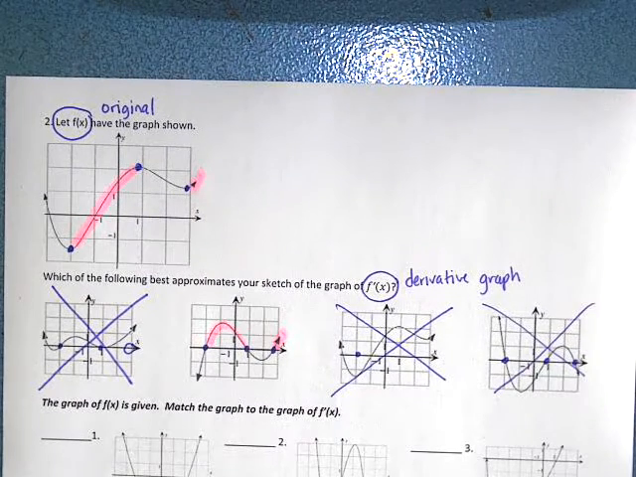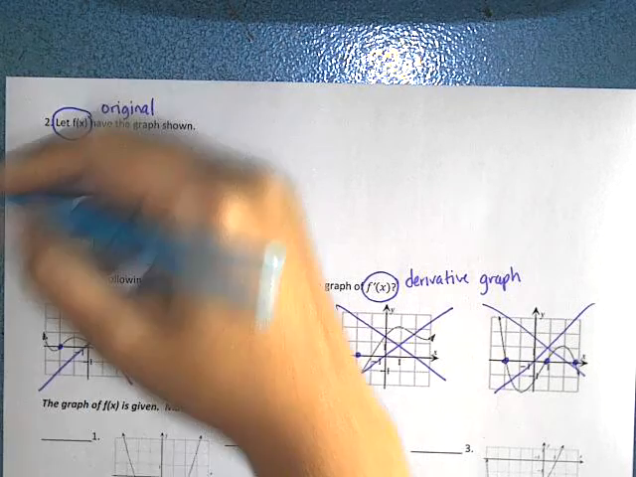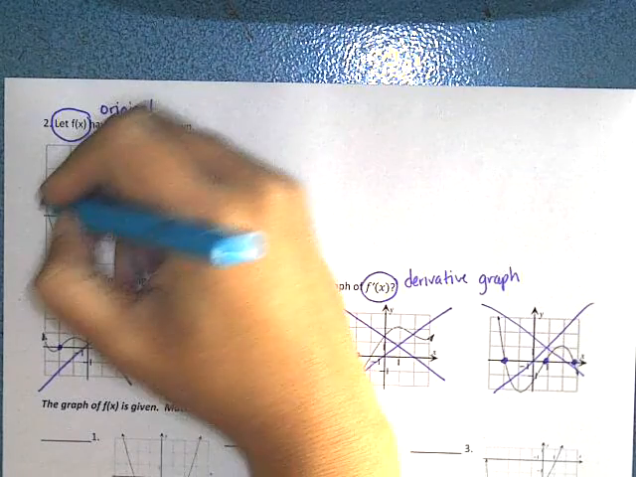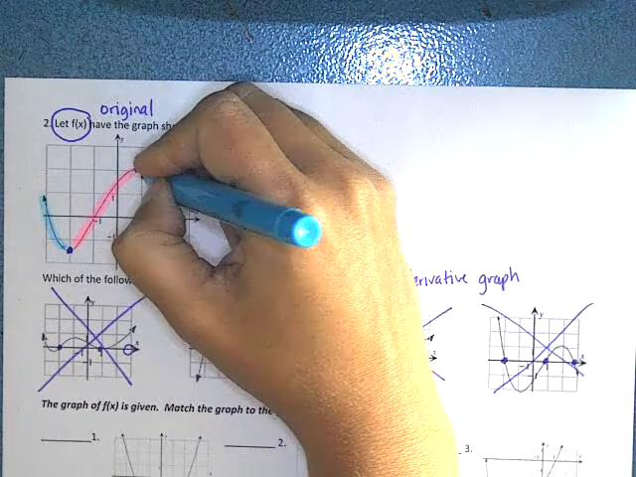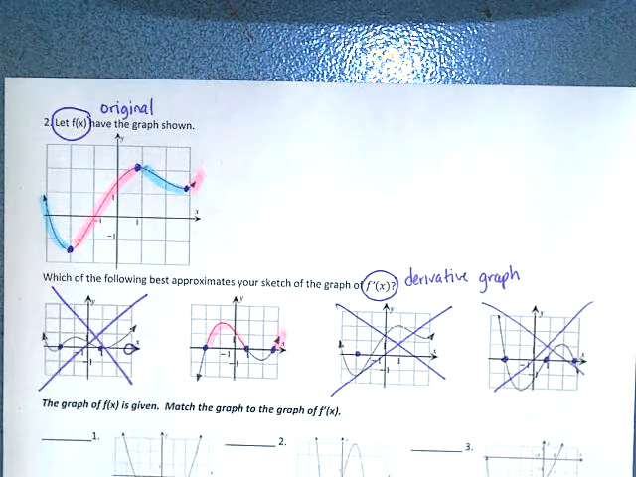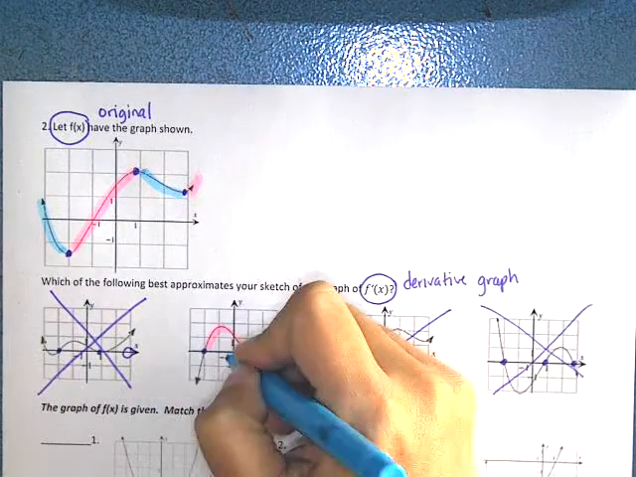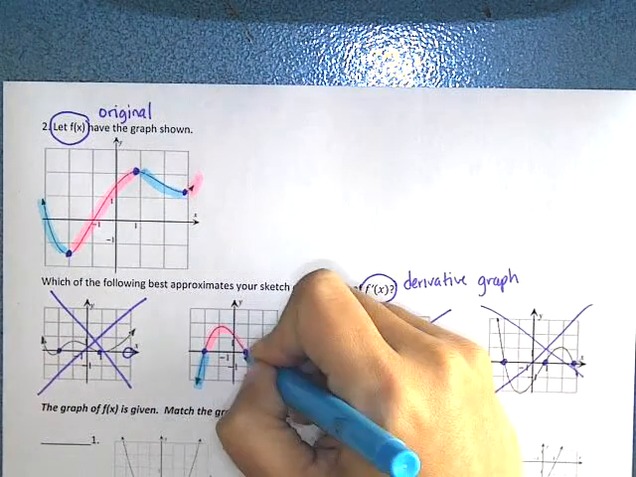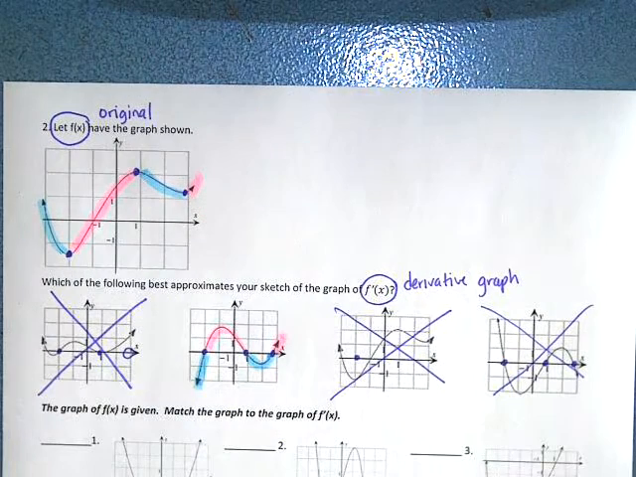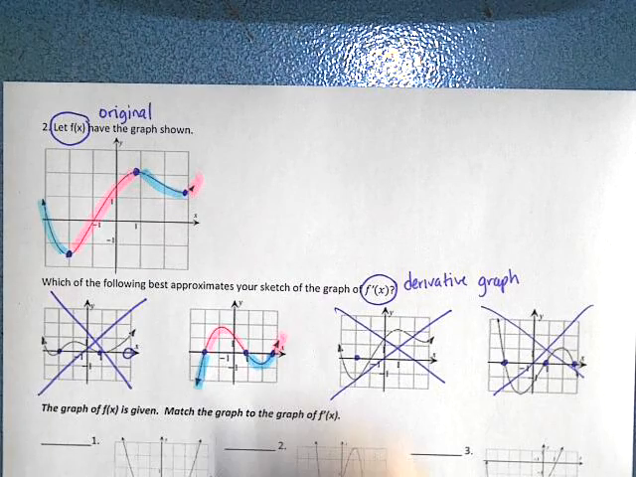Now, just to confirm that we've got it right, that we didn't make a mistake anywhere, let's look at where this original graph is going downhill. This original graph is going to have a negative slope for this beginning section and this section right here, which means on this graph we should be below in both of those sections, which we are. So there you go. That's how you match. In this problem, you would say this is the graph of the derivative.